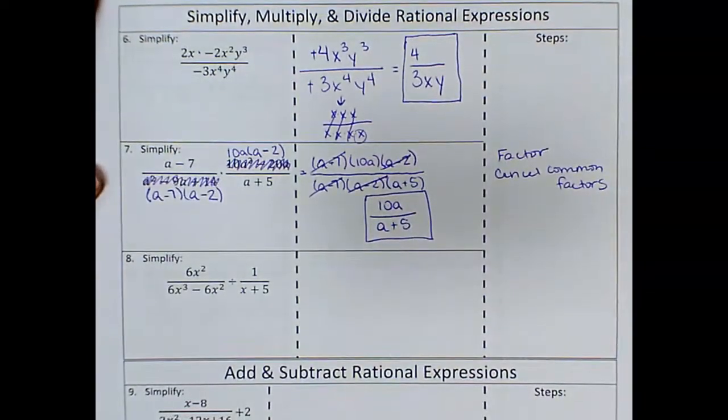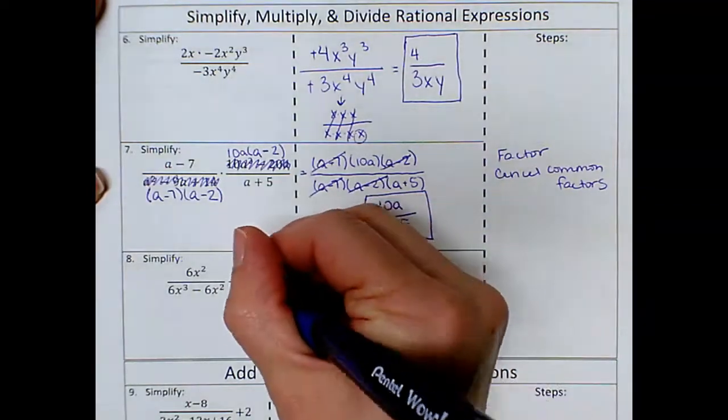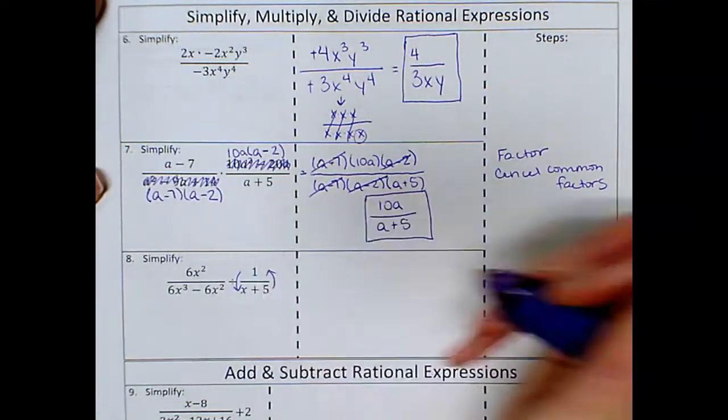The idea for number 8 is the same except for it's being divided. So what we're going to do is replace that division sign with the multiplication sign, and we're going to multiply by the reciprocal.